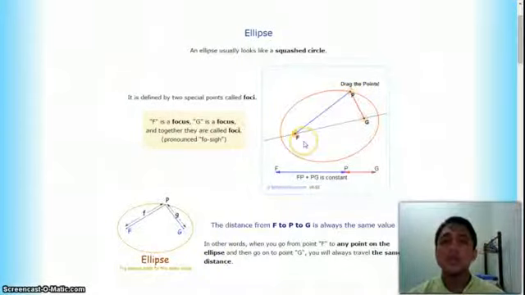The concept of an ellipse is that the distance from F to P to G is always constant. In other words, the distance from F to any point on the ellipse and then to G is always the same value, the same distance.